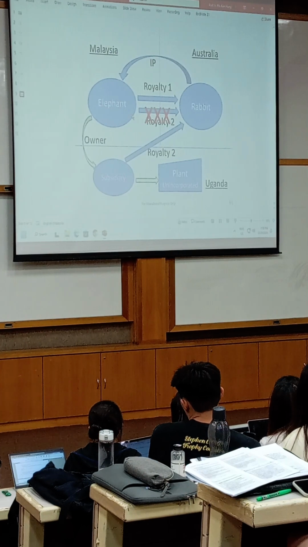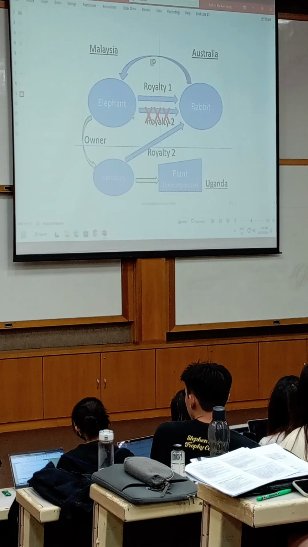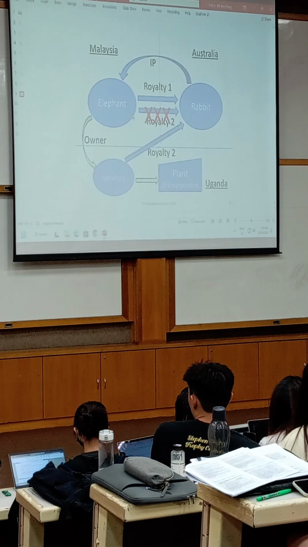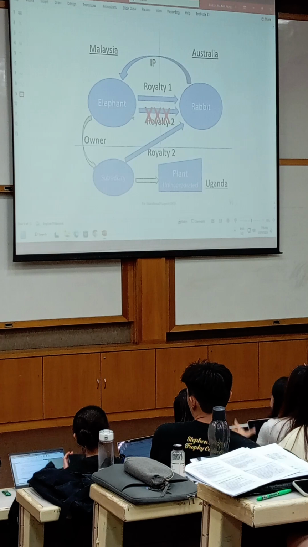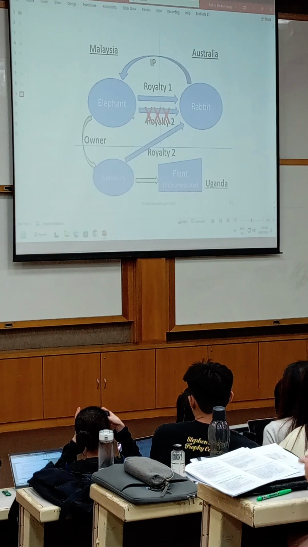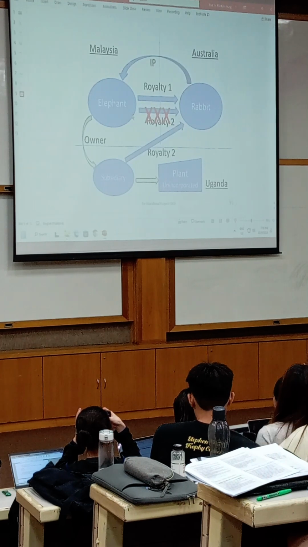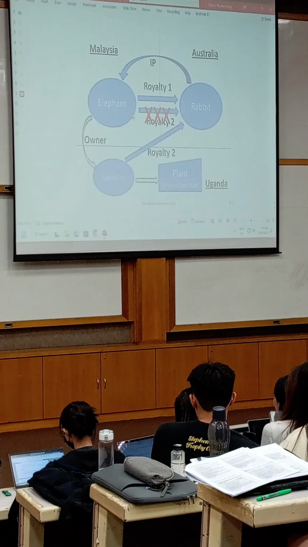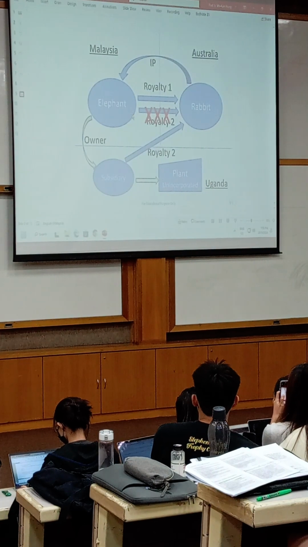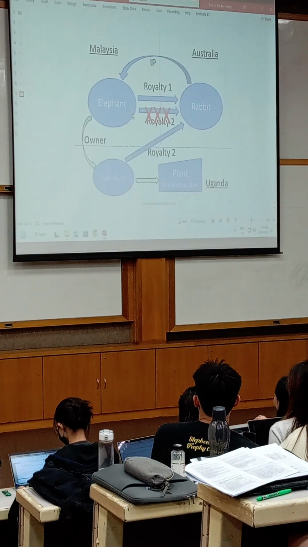Exactly. This is already okay enough. It's a good tax planning measure. Good tax planning advice that you probably can charge Elephant about 50,000. Maybe 30,000. Okay, simple idea.